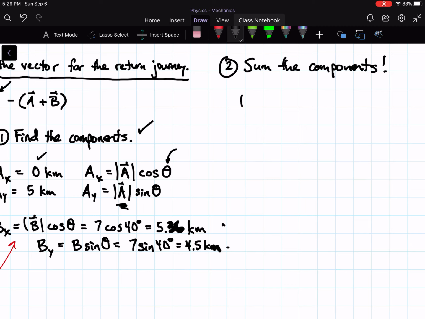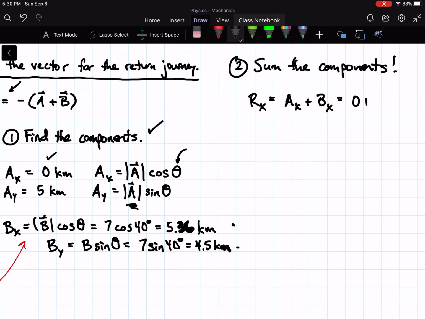So the x component of our resultant, this A plus B that we're going to find, is just going to be the x component of A plus the x component of B. And we know what those are. They are 0, and they are 5.36 kilometers.